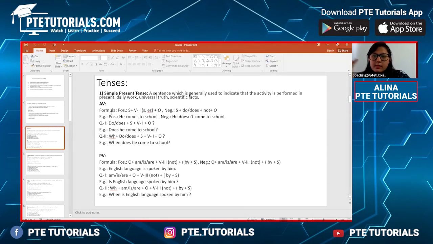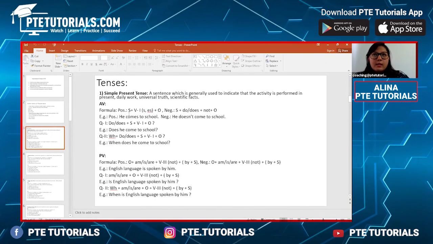It can be a universal truth as well, meaning scientific truth, scientific facts. Anything can be included in simple present tense. I read newspaper. This is simple present tense. So if we are talking about the present tense, the verb as well will be of present. Now I have mentioned that there is V1. What is V1? V1 is basically the base verb.